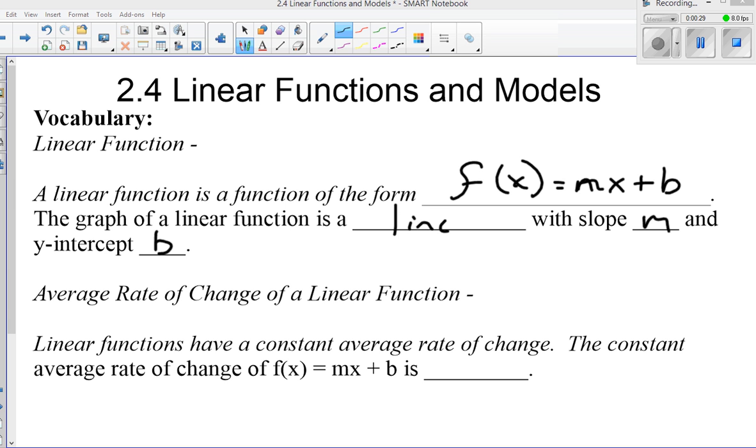Average rate of change of a linear function. A linear function has a constant average rate of change. The constant average rate of change of f(x) = mx + b is m. Notice that your average rate of change is the slope of your line on your graph.